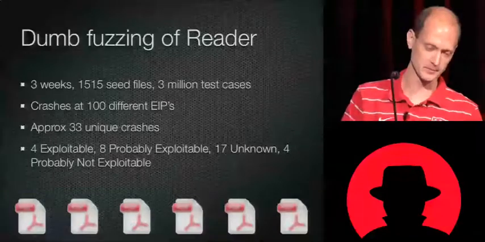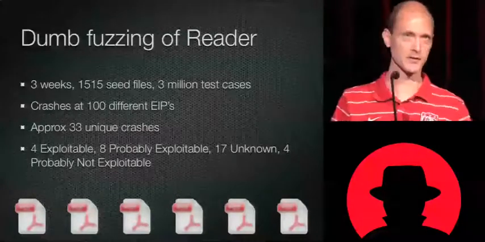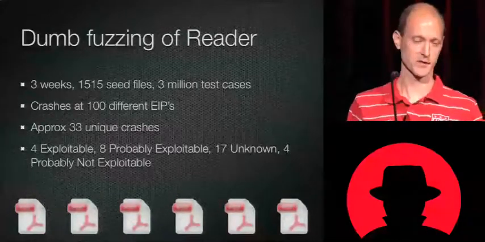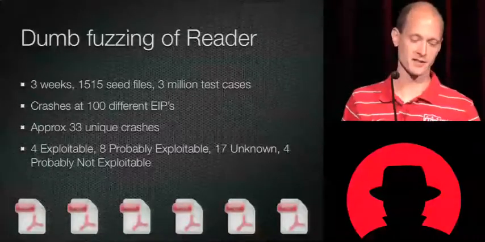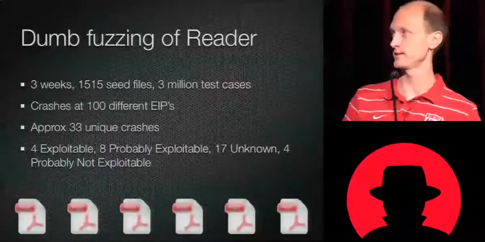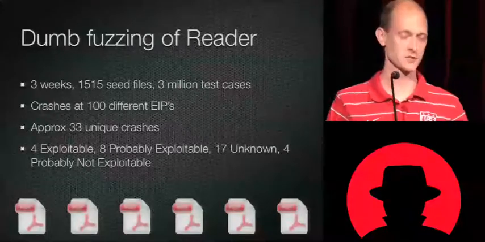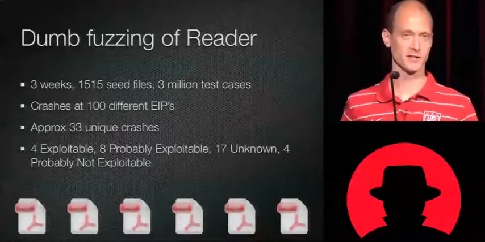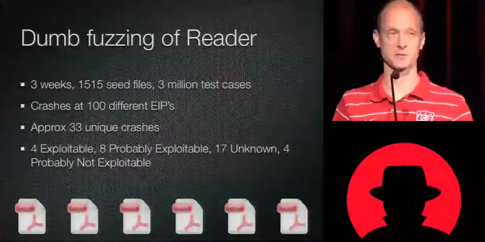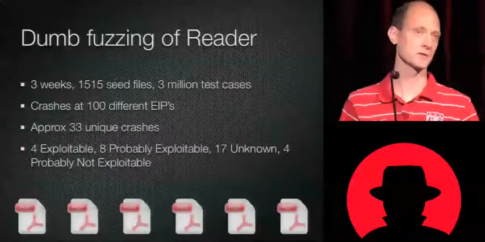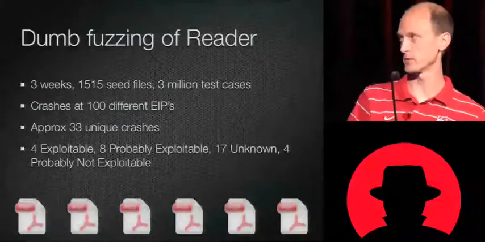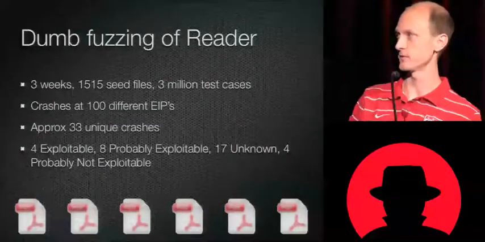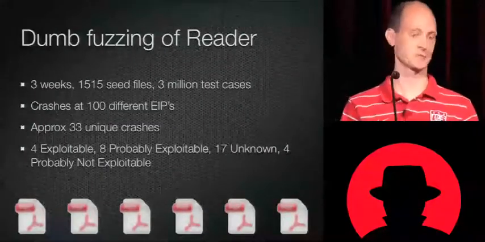Okay, so let's start with Adobe Reader, a favorite target of mine. I fuzzed it for 3 weeks, back in November, and I did 3 million test cases, and found crashes at 100 different instruction pointers, of which Bang Exploitable said there were 33 unique crashes. And of those, it categorized them like this: 4 were exploitable, 8 probably exploitable, 17 unknown, and 4 probably not exploitable.